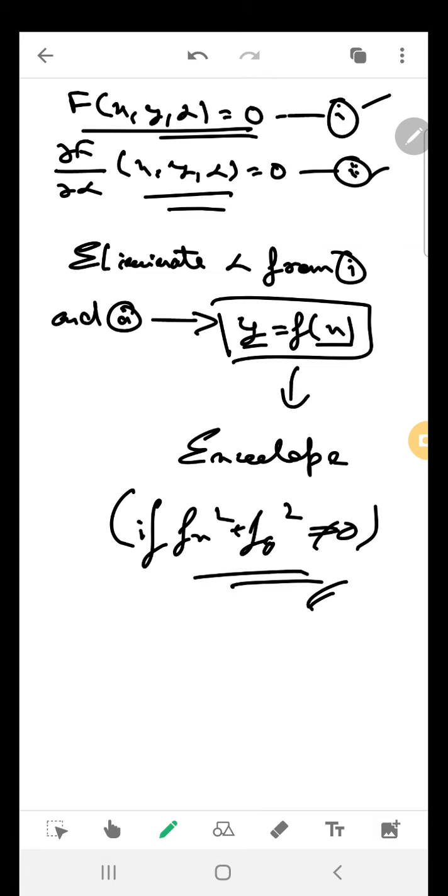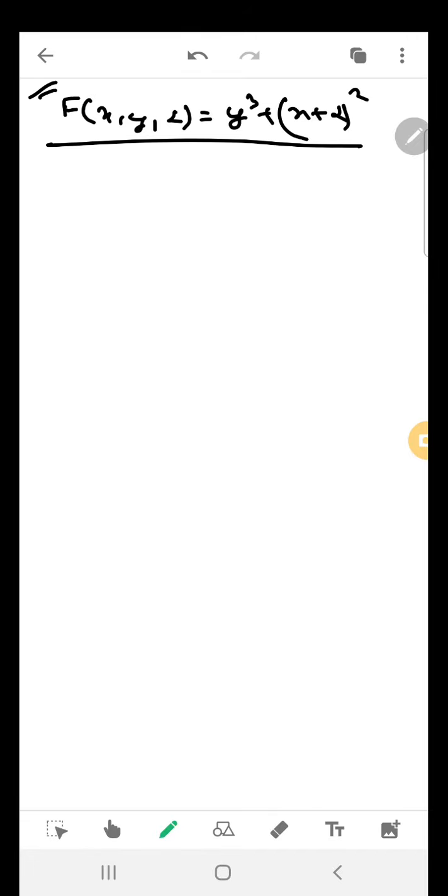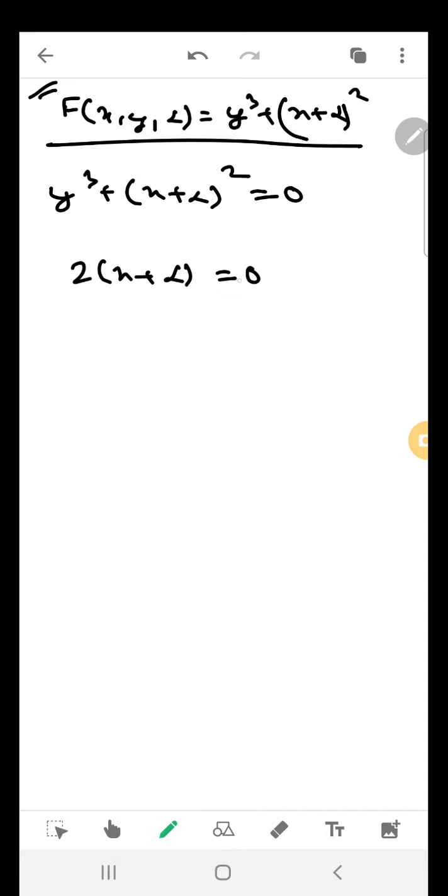Okay, so let me check a particular problem to make you understand. Suppose you have f of x, y, alpha equals (y cube plus x plus alpha) whole square. You need to find the envelopes to this curve. So y cube plus (x plus alpha) whole square equals 0. You differentiate this with respect to alpha, so you get 2 times (x plus alpha) equals 0.